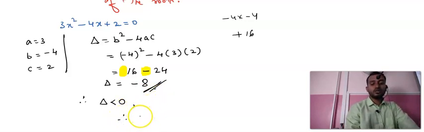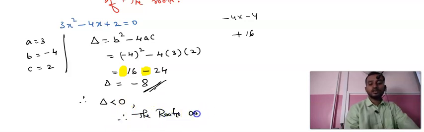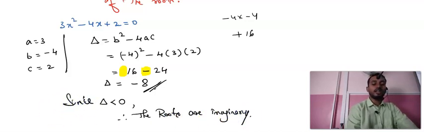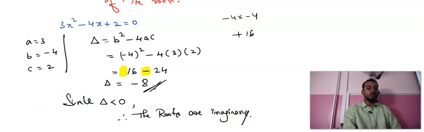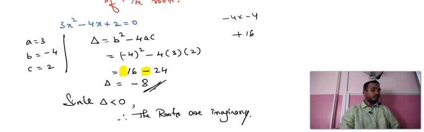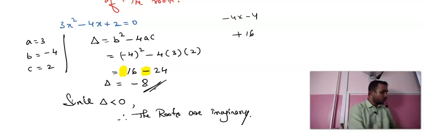Therefore the roots are imaginary. Are you getting? Or you can also write like this, since delta less than 0, therefore roots are imaginary. That's it. So it is a 2-mark question. I want each and every student to go through all these steps. Understood? Good. So you can follow this order, and please open your textbook.